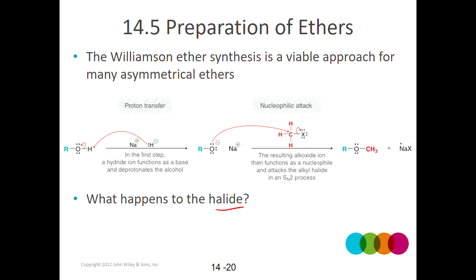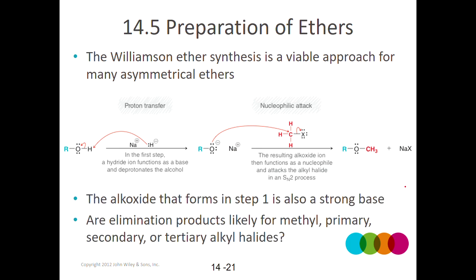What happens to the halide? It usually comes together with the sodium to form a salt, which precipitates, or it can be removed by liquid-liquid extraction. So the alkoxide that forms in step 1 is also a strong base, and so that means there are elimination products that are likely for secondary and tertiary alkyl halides.